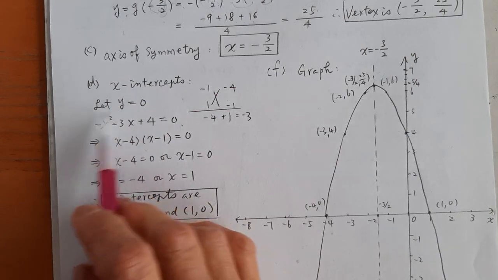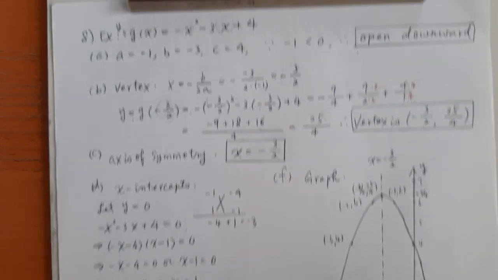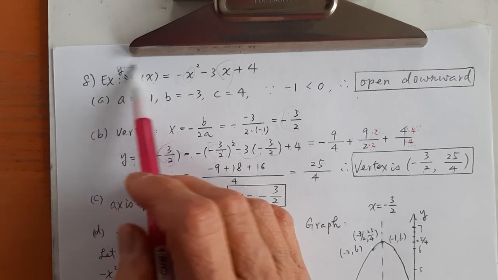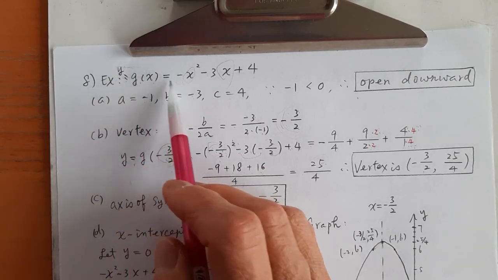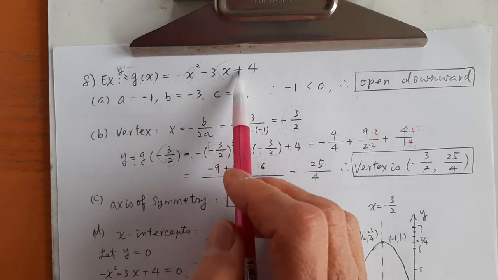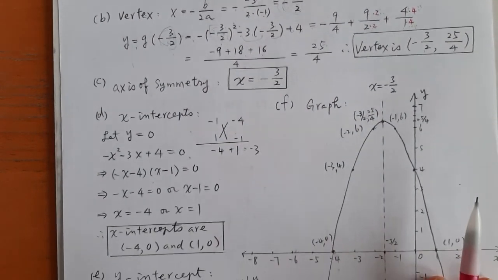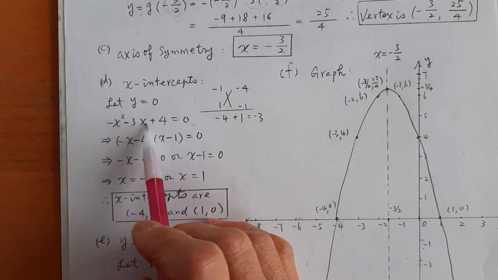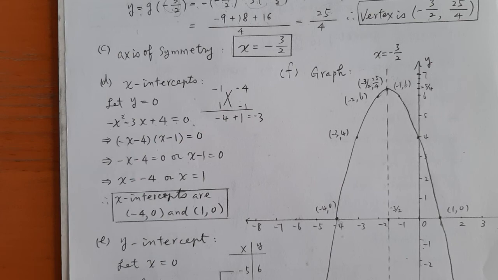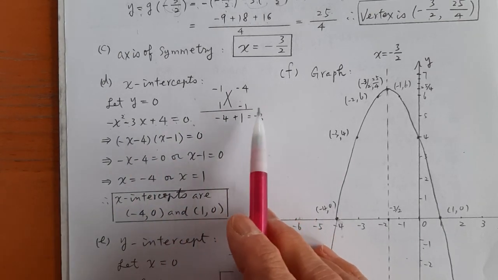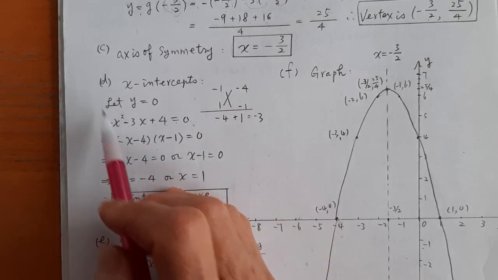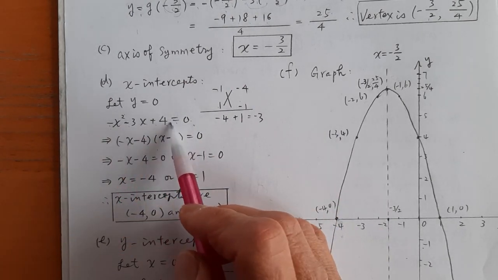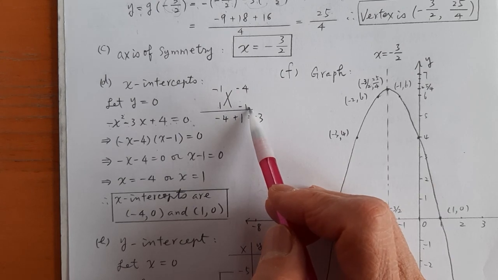To find the x-intercept, you let y equal 0, so the function value equals 0. So 0 equals -x squared minus 3x plus 4. Write it as -x squared minus 3x plus 4 equals 0, and factor it. Here, -1 we can factor as -1 times 1, and 4 we can factor as 4 times 1.